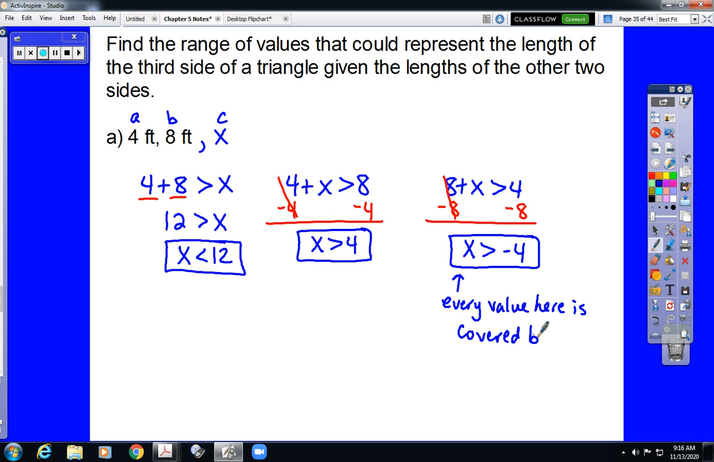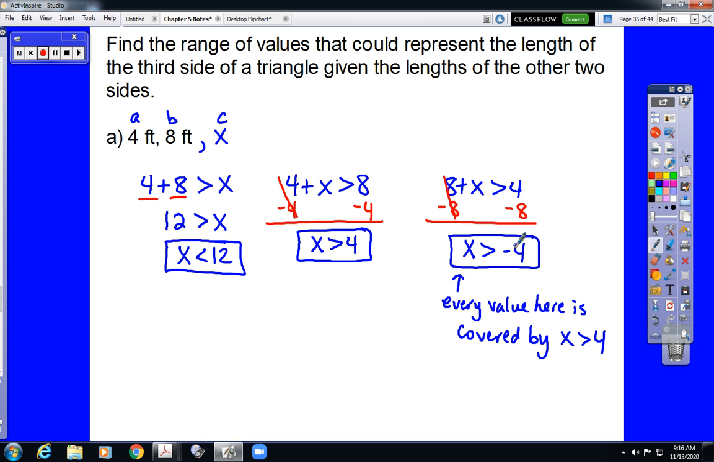Now, we don't need all three of these answers. We only need two of them, but there's no telling which two we're going to end up needing without thinking. Okay? It's not like I could just say, oh, you never need the third one. You have to look at what you have. What we've got here is x is less than 12, x is greater than 4, and x is greater than negative 4. Well, every value of x that's greater than 4 is already greater than negative 4. So by keeping this answer and ignoring this one, we're still covered because everything here fits this description as well.